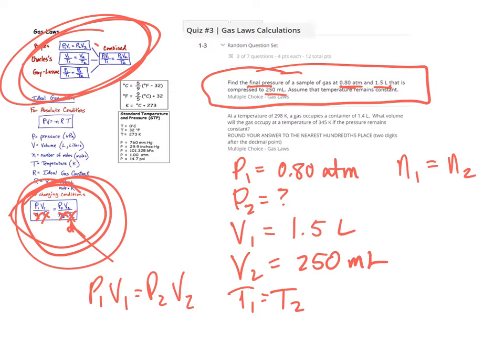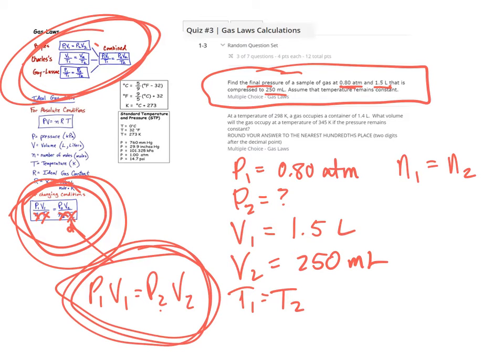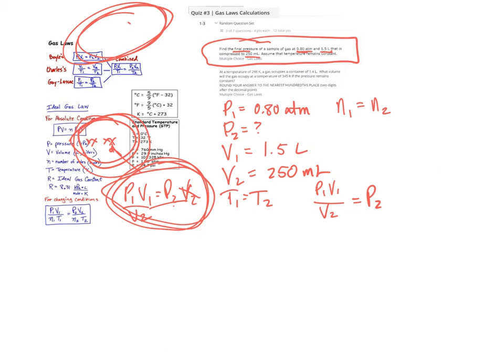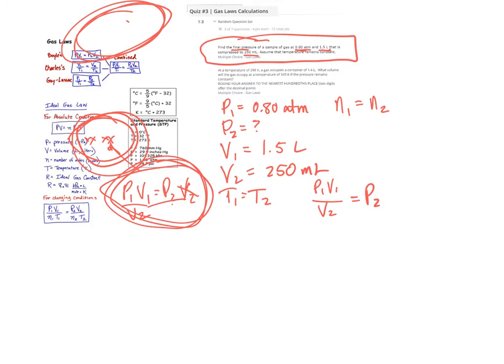All right, so we have to solve this equation for P2. Do that algebra on the fly. P2, get it by itself. You're going to take the V2 and move it down there. All right, so our equation would look like this. P1 V1 divided by V2 equals P2, what we're looking for. Now, at this point then, we can put in our numbers. P1, 0.8 atm, times V1, well, wait a minute.